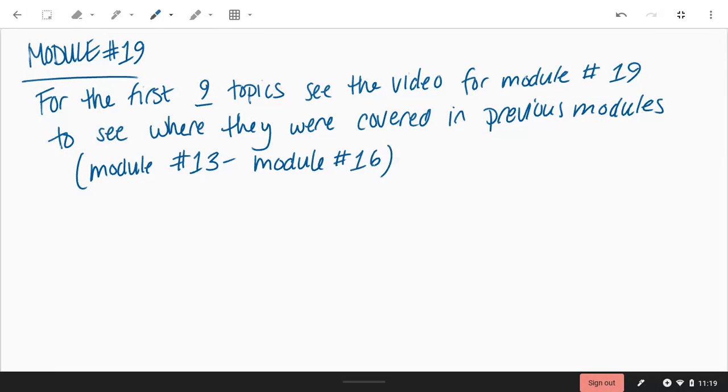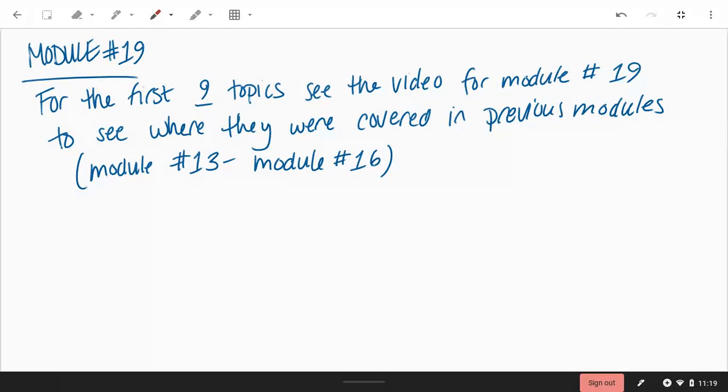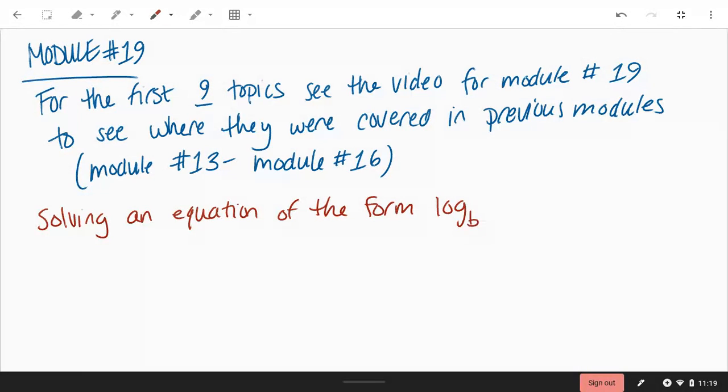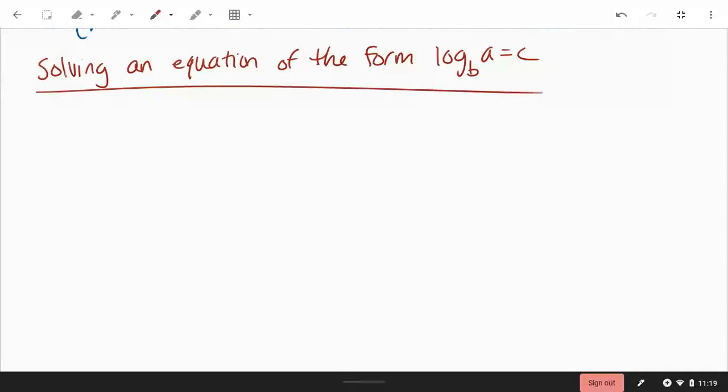Okay, so we're going to start with the first new one, rather than repeating all those again. Solving an equation of the form log base b of a equals c. So there's our first new topic of the 6 new ones in module 19. Okay, so most often you're going to want to switch to exponential form with this. Remember, log base b of a equals c can be written as b to the c equals a with your loop and swoop.